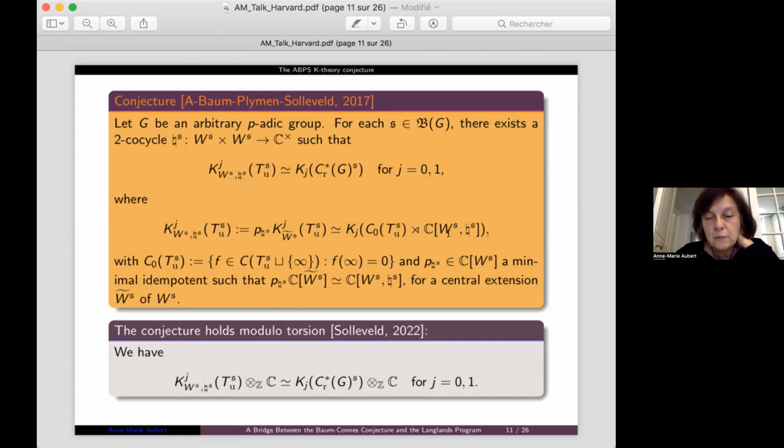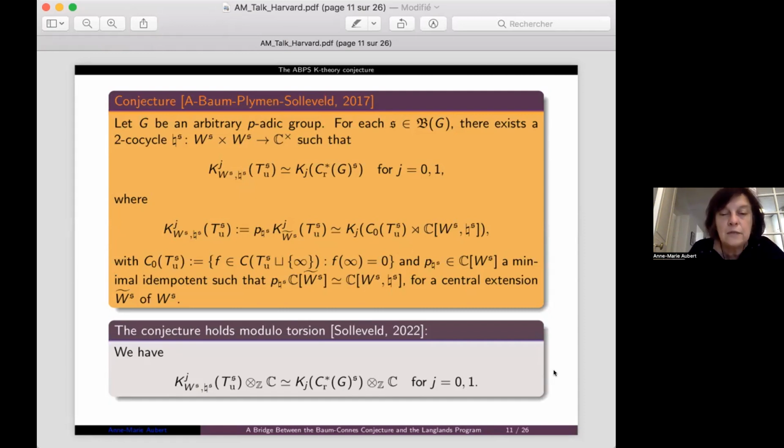But when the group is non-split, or maybe non-quasi-split, you need to replace the group WS by a twisted version of it by a certain cocycle. And recently, Maarten Solleveld proved the validity of our conjecture up to torsion. So it's what I said here. So we just take the conjecture, but you allow to tensor by the complex numbers on both sides. So in that case, it is proved; the general form with torsion is not yet established.